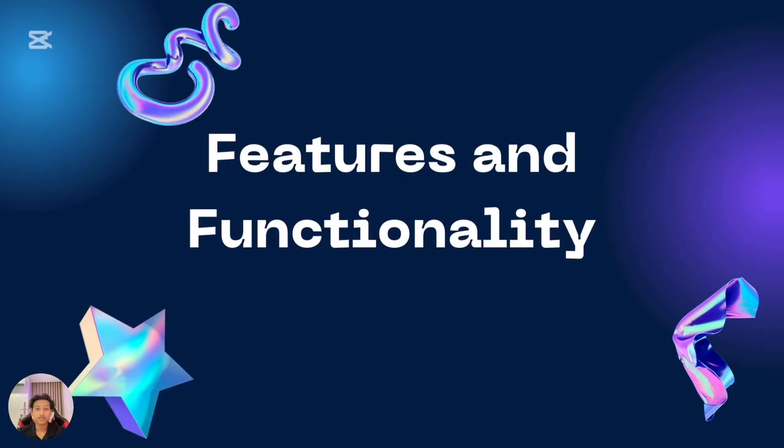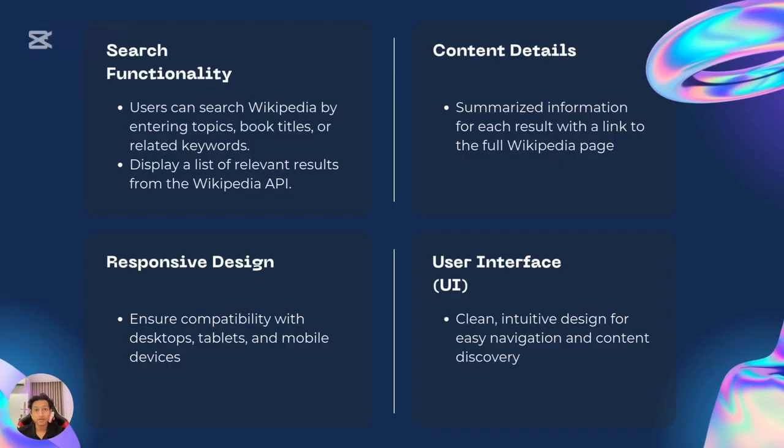Next is the features and functionality. EduLibrary offers several key features. The search functionality lets users search Wikipedia by entering topics, book titles, or keywords, and it will display the results fetched directly from the Wikipedia API. The content details section provides summarized information for each result, along with a direct link to the full Wikipedia page.